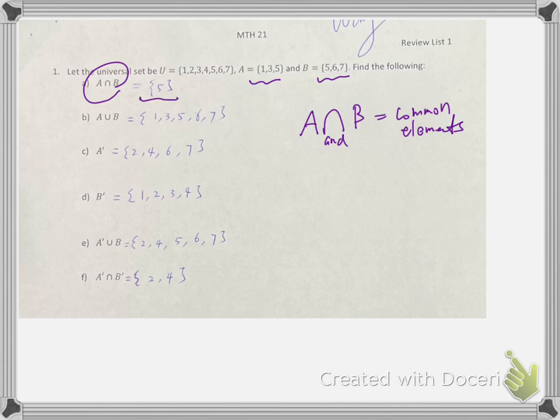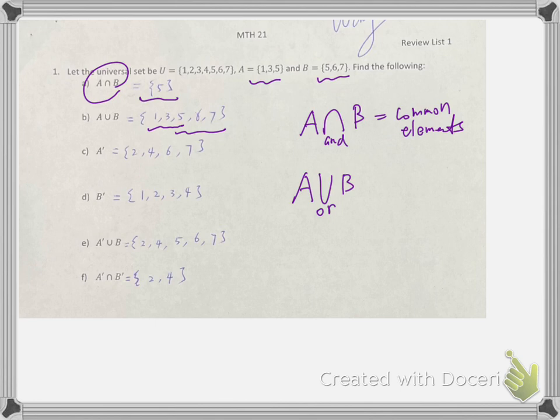So now what is A union B? A union B is the set of all elements in A and the set of all elements in B. So we put these two sets together. 1, 3, 5 is in A, 5, 6, 7 is in B. So the union is 1, 3, 5, 6, 7. Okay, so that's the union and the intersection.